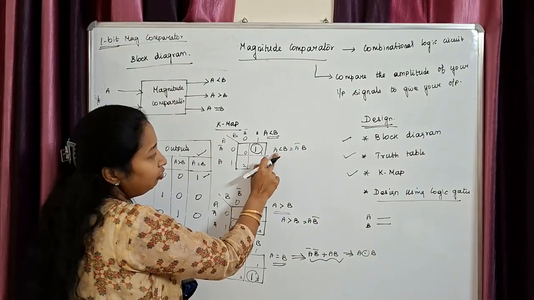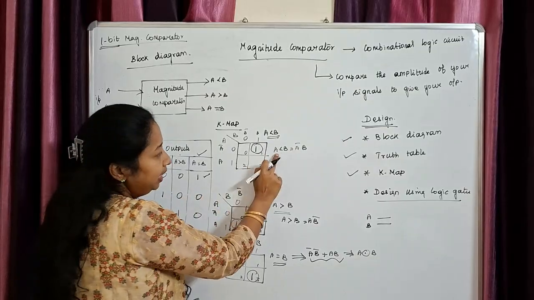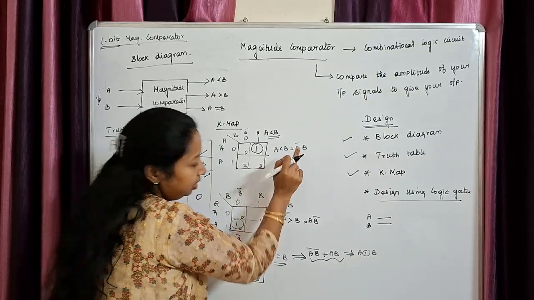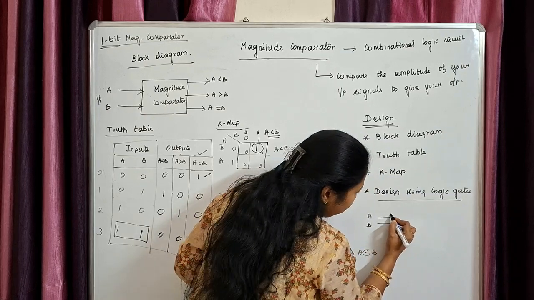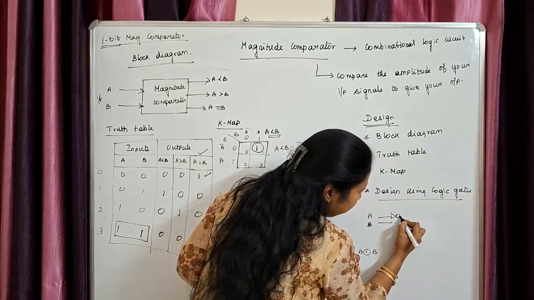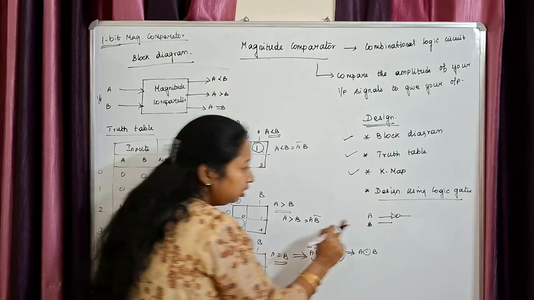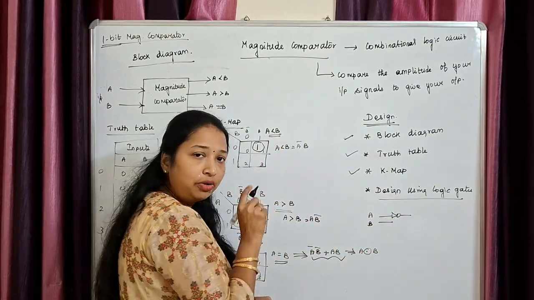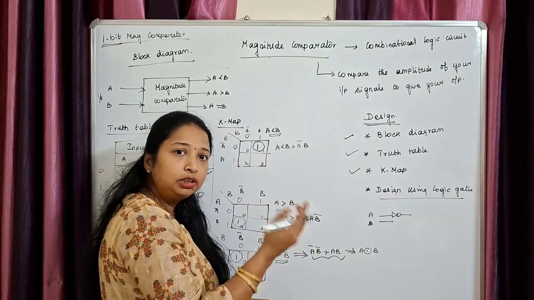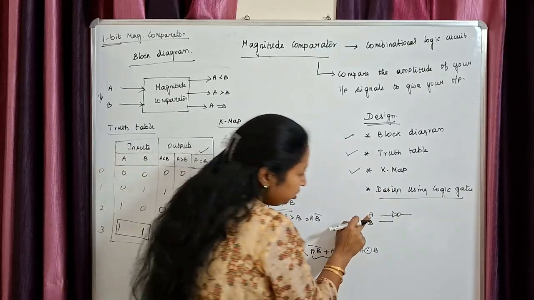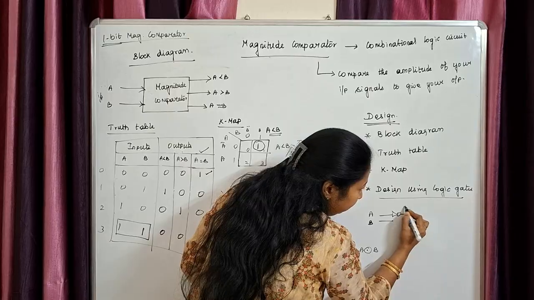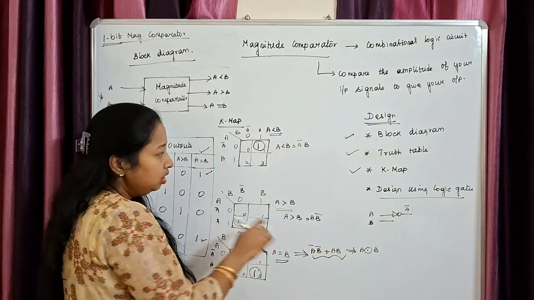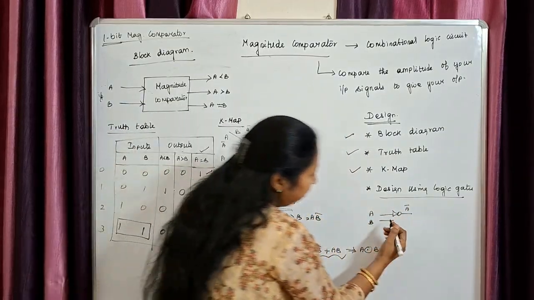Now, let's design it for A less than B first. A less than B is what? A bar into B. So, A I have to make it as A bar, I have to feed it inside a NOT gate. Clear? NOT gate is also called an inverter gate. So, whatever input you are giving, my NOT gate is going to invert my input. So, if I give A here, my output will become A bar.